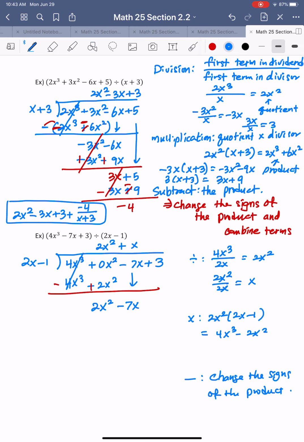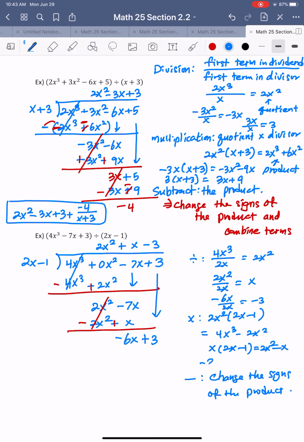And then multiply x times 2x minus 1. I got 2x squared minus x. So I got 2x squared minus x. And then subtract. And now I got negative 6x. And drop the 3. And divide again. Negative 6x over 2x equals negative 3. So minus 3. Minus 3 times 2x minus 1. Negative 6x plus 3. So negative 6x plus 3.